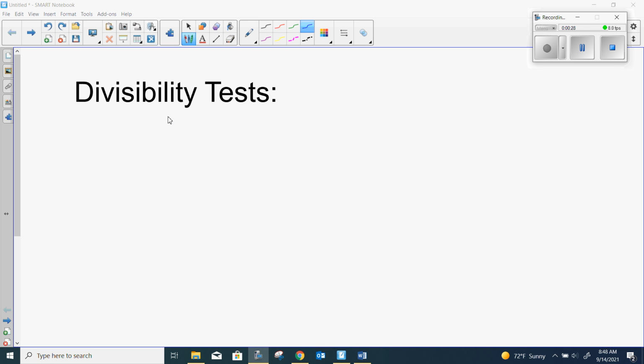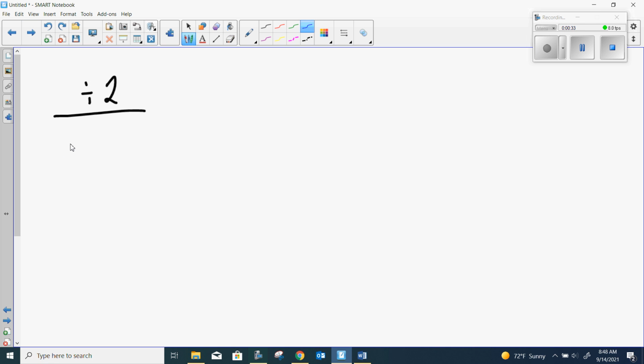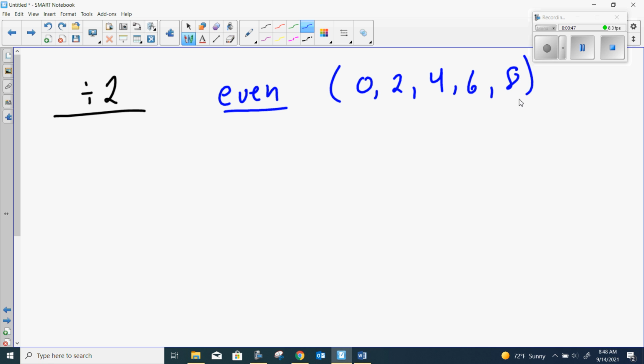So there's a couple rules that we need to know, or a couple things we need to look for. The first one is a number divisible by 2, and how can we tell? Well, this is fairly simple. That number's got to be even. And what I mean by even is it ends in 0, 2, 4, 6, or 8. Those are my even numbers, okay? Odds, of course, are every other number, which are 1, 3, 5, 7, and 9. But if that number ends in 0, 2, 4, 6, or 8, that number is even. So the number 18 is divisible by 2, simply because that last digit is even.